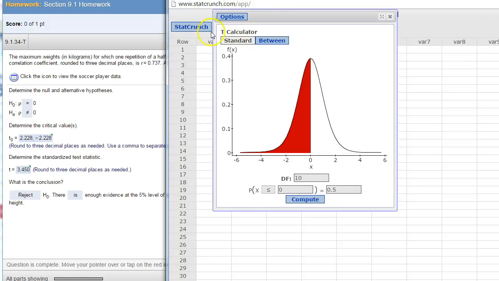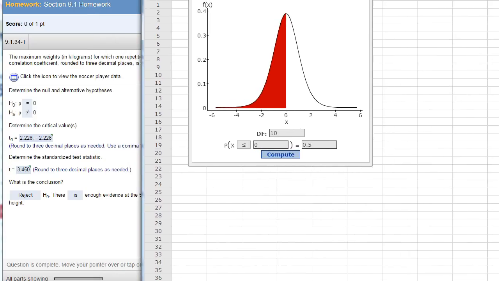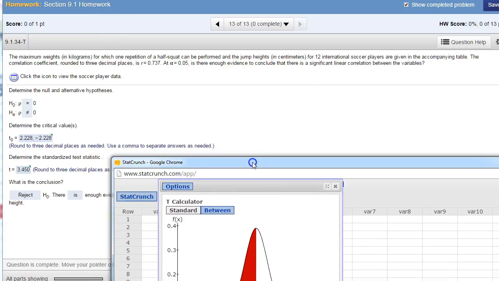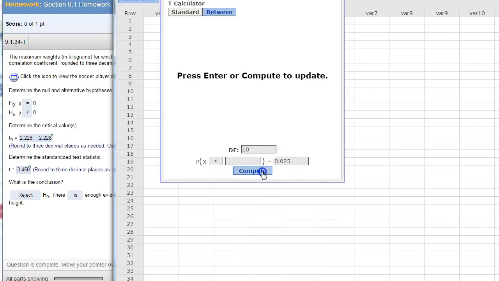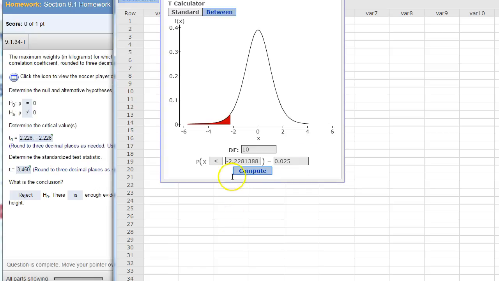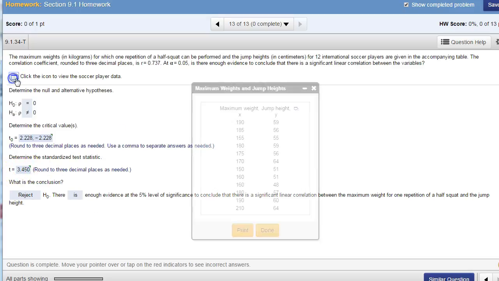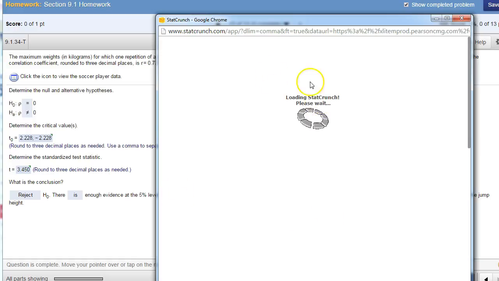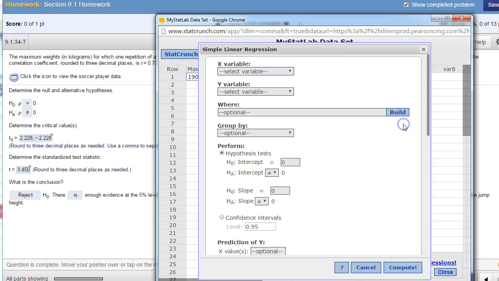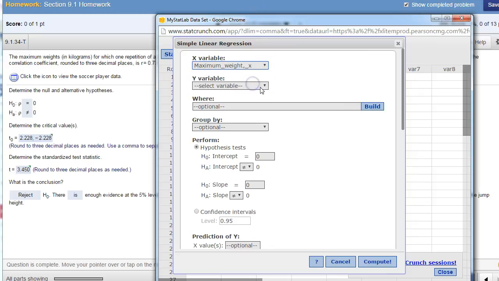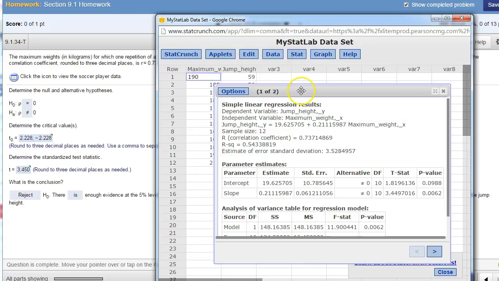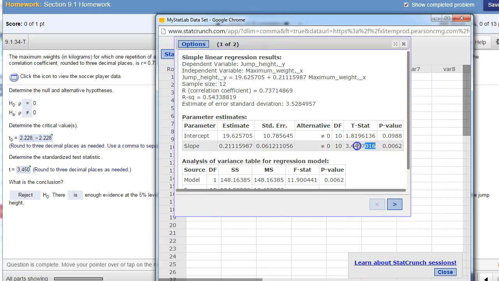Perfect. It's a two-tailed test, so I divide my alpha by 2. And let's see what my alpha is. 0.05. So when I divide that by 2, it's going to be 0.025. And compute, you see that your critical values are the same. And then you're going to do your test statistic. How do you do that? You're going to open this in StatCrunch, Stat, Regression, Simple Linear Regression, x, y, and compute. And you're going to get your t-statistic from your slope. And then you're going to see if this lies in the rejection area or doesn't.